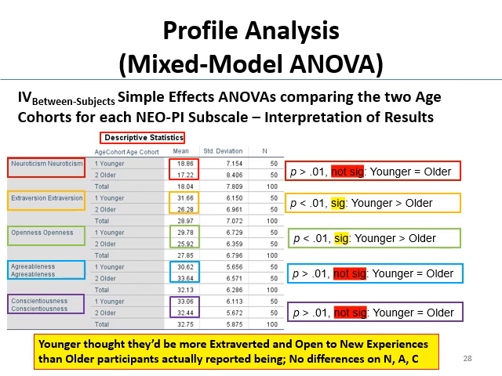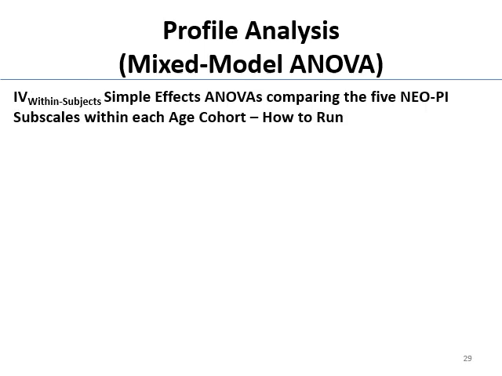The between lines one is a heck of a lot easier. Are you ready for the next set of simple effects tests? These are the along lines ones. And again, the goal for these along line ones is, for young, compare their five NEO-PI subscale scores to each other and figure out what their highest versus lowest are. Then the second one, for older people, compare their five NEO-PI subscale scores. What are they highest versus lowest on?